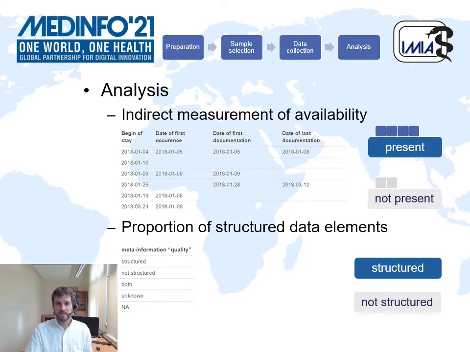The data quality assessment form allowed to classify the data elements with respect to their structure into structured, unstructured, both structured and not, as well as unknown. If the data element was labeled structured or both, it was counted as structured. If it was labeled unstructured or unknown, or no entry was provided, although it was present in the case, it was counted as unstructured.